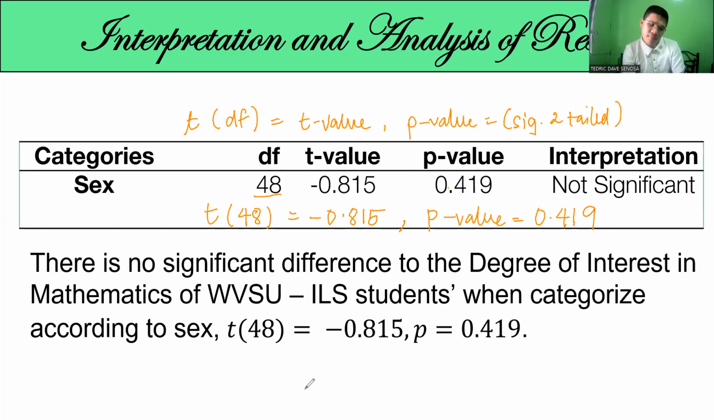So how do we interpret this one? Of course, because you do not reject the null hypothesis, we will just copy the null hypothesis from a while ago, and then you put a comma and the format of the interpretation. So t of 48 is equal to negative 0.15, comma, p-value is equal to 0.419. And we are done for the interpretation. So, questions.